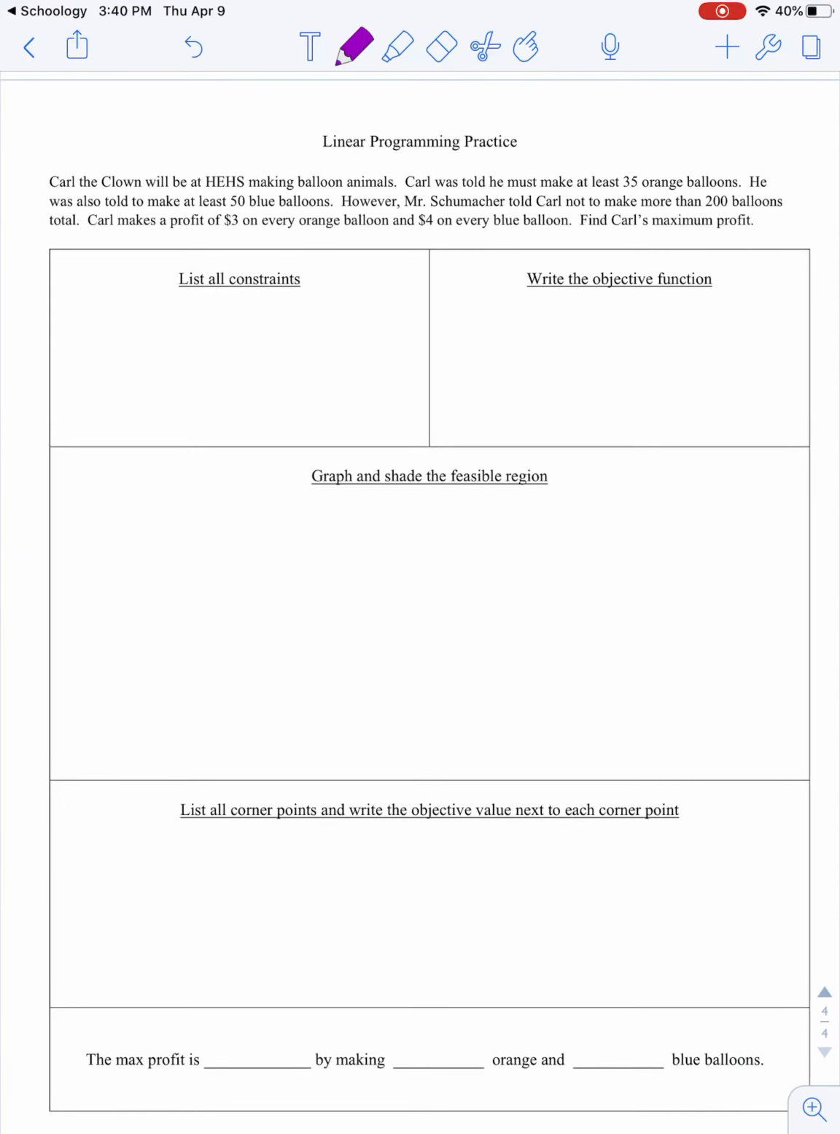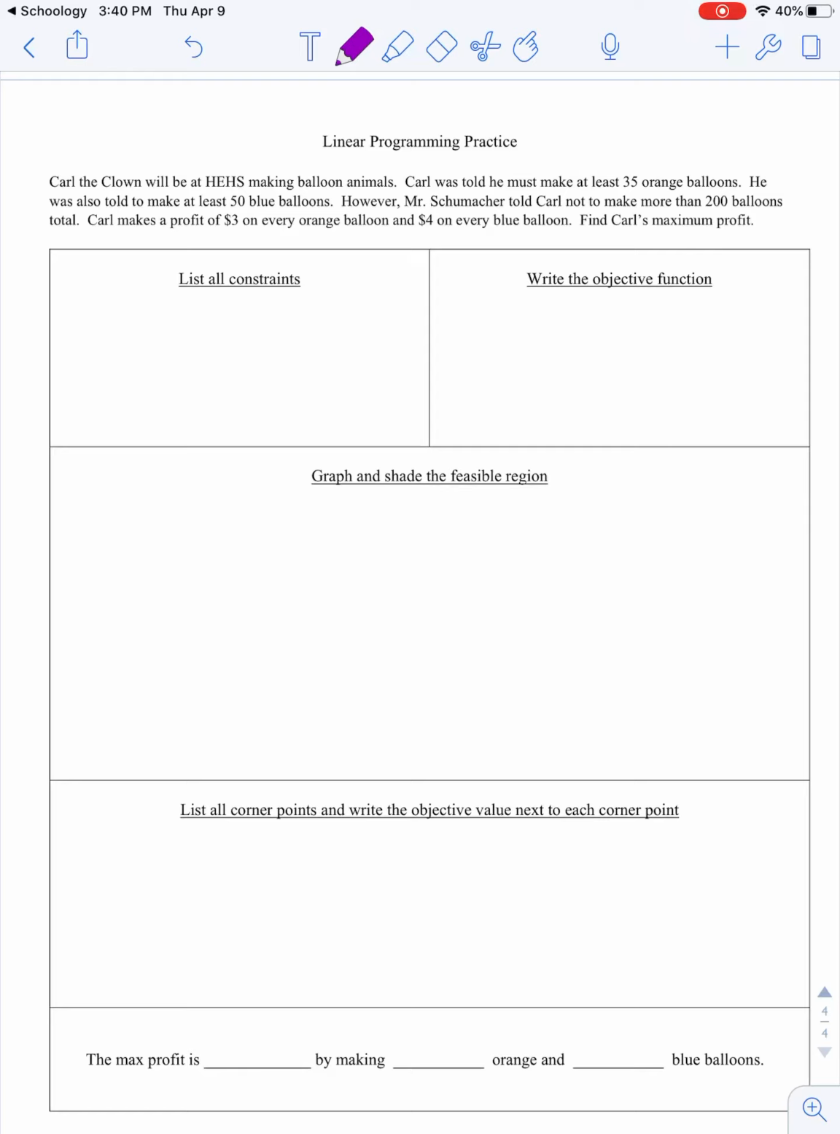Again, refer to the answer key. This one is a full linear programming problem. So you've got Carl the Clown here. He's making balloon animals. He's told he must have at least 35 orange balloons. You can continue to read that.